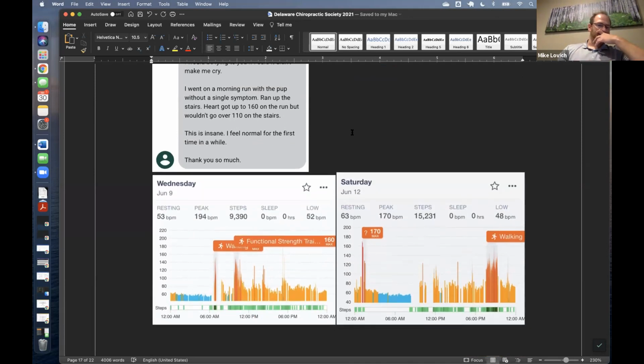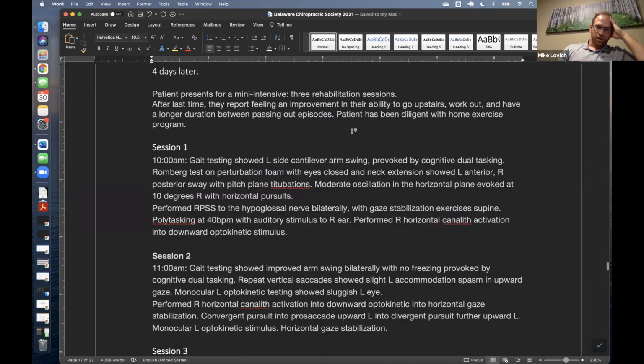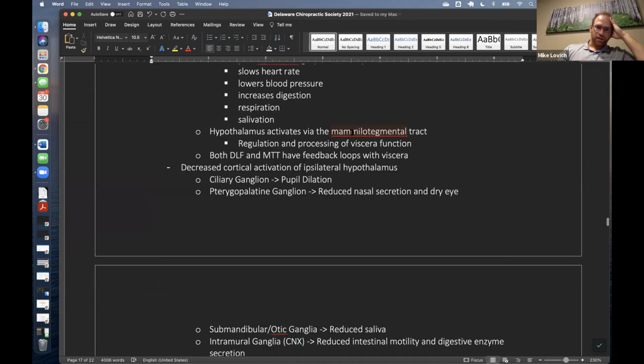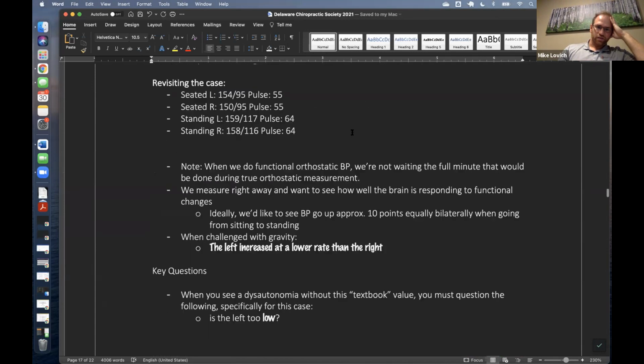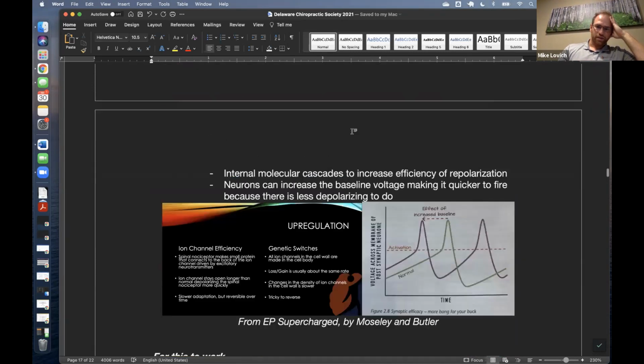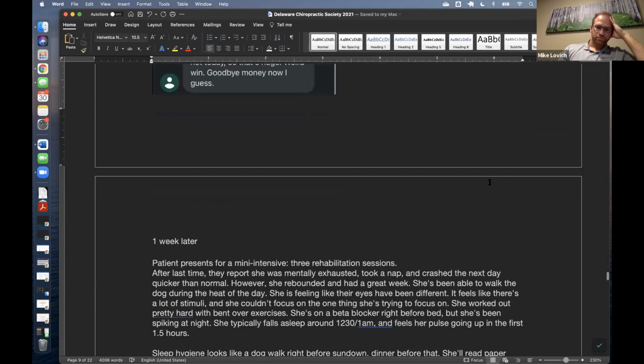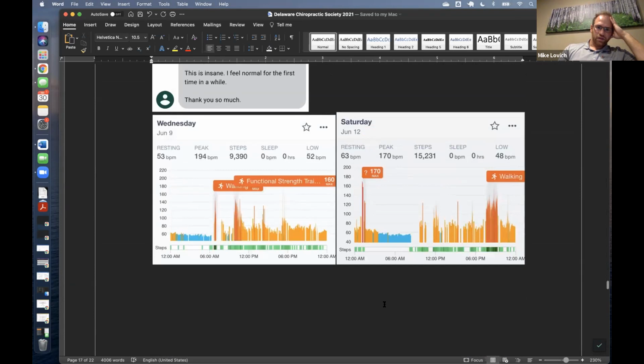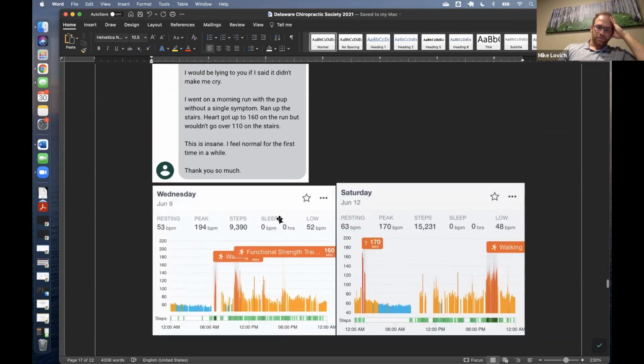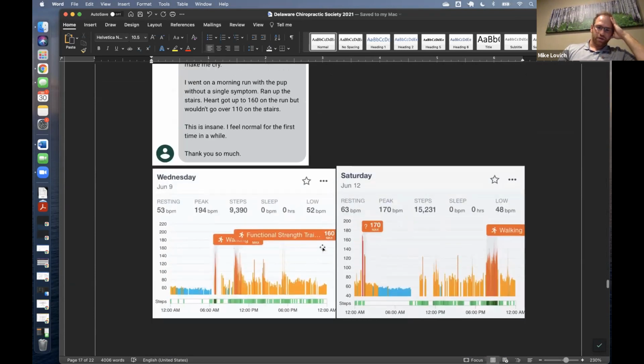So let's review what her other ones looked like. Did I have them up here? Nope, I didn't. I have them down below. So what we're looking at here is before we had images that were showing a bunch of spikes. Now she's just getting spikes when she's walking or doing some sort of training. So she's walking, she's doing some functional strength training. She's getting spiked, but they're not really spikes.